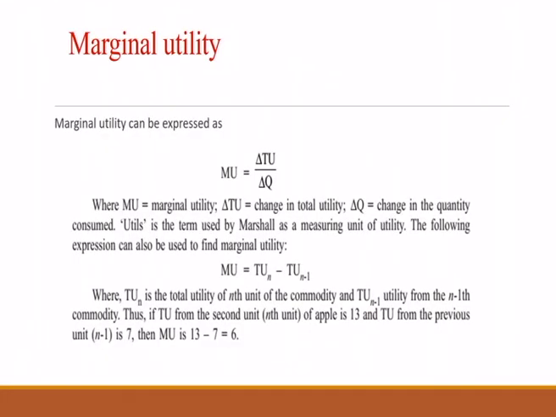This can also be expressed mathematically. Marginal utility MU equals delta TU by delta Q. Delta TU is the change in the total utility, and delta Q is the change in the quantity. The utils used by Marshall are the unit of measuring utility. It can also be measured as marginal utility equals TU of n minus TU of n minus 1.